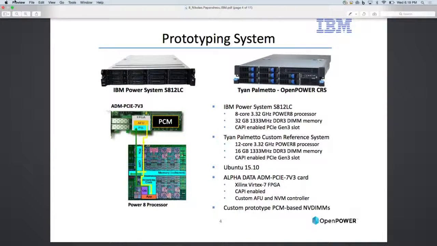So our prototyping platform consists of two systems, the IBM Power System S812 and the Tyan Palmetto Custom Reference System. Both are CAPI enabled. They are running Ubuntu 15.10 and they are equipped with FPGA cards from Alpha Data, with the Xilinx FPGA, which integrates the PSL for the CAPI, and our custom AFU and phase change memory controller. In addition, we built some custom prototype phase change memory DIMMs in order to connect them directly to the FPGA card, and I will describe more details in the next slide.